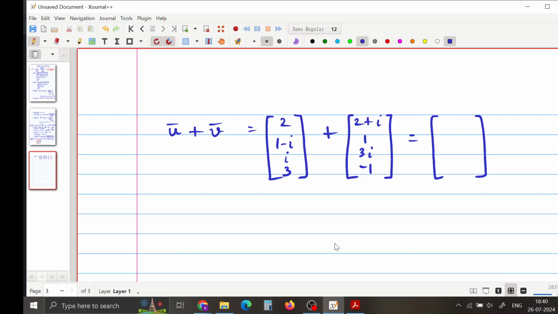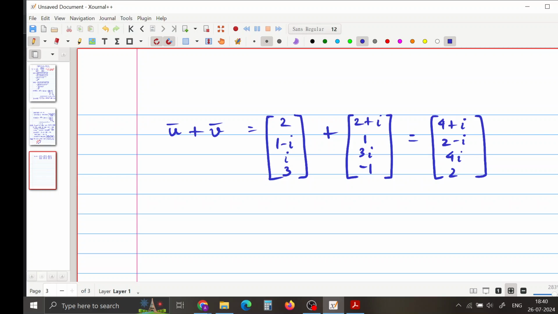Yeah, go ahead. 4 plus i, 2 minus i, 4i, and 2. Correct, absolutely right. So this is 4 plus i, 2 minus i, 4i, and 2. We are adding the elements together pointwise. The first entry of vector u gets added to the first entry of vector v. Similarly, the second entry of vector u gets added to the second entry of vector v, and so on.